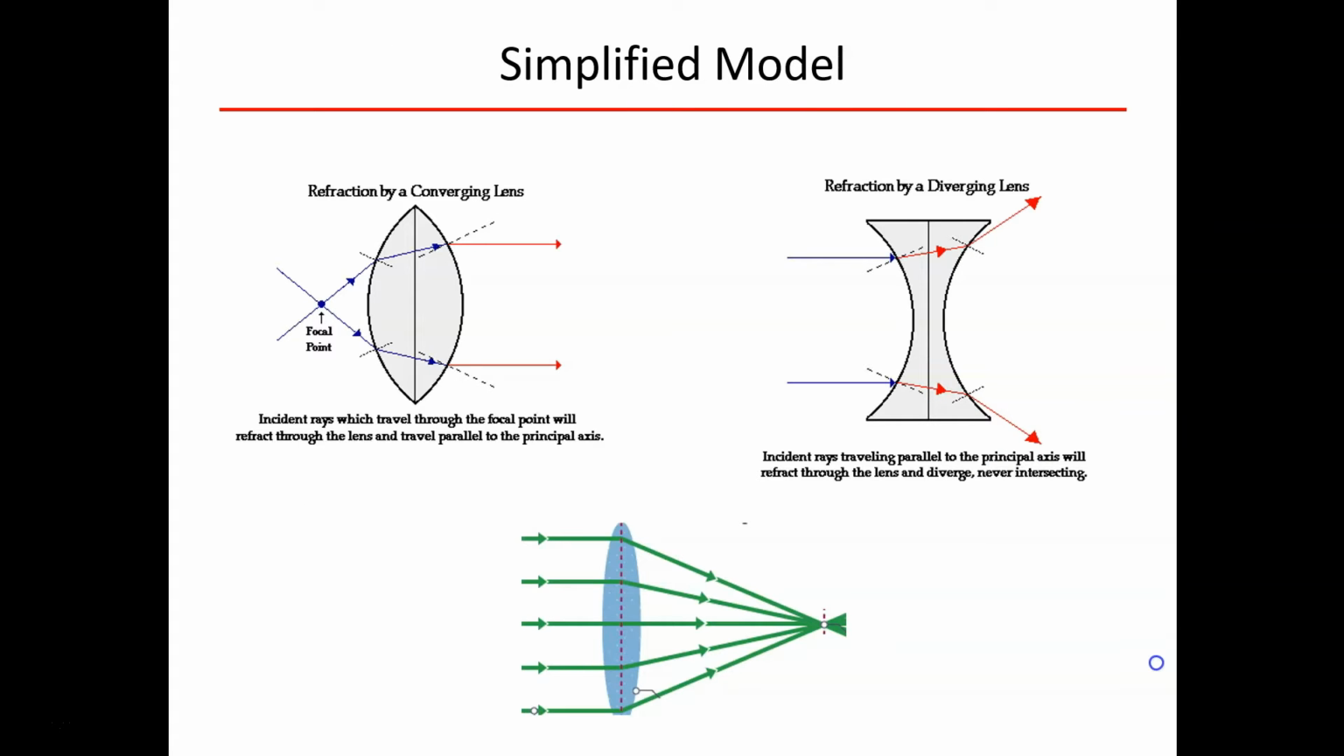Now, light that travels through a lens goes through two refractions: when it enters the lens and when it exits the lens. What we're going to do is simplify our model. We're just going to show the one refraction that occurs at the center of the lens.